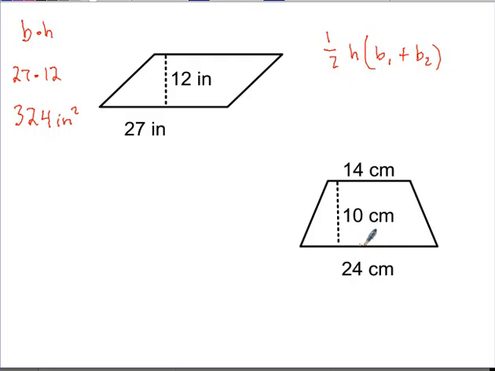The bases are always the parallel sides, and the height is the distance between those two sides. So we would do 1/2. Oops, the height will be 10. 1/2 times 10 times 14 plus 24. So that comes out to be 94 centimeters squared.